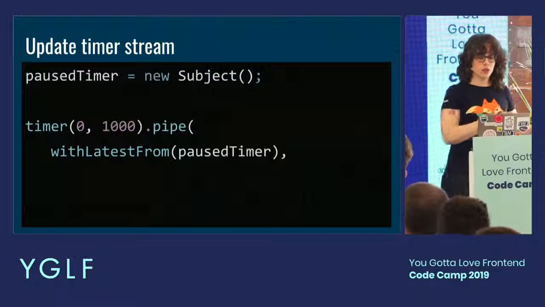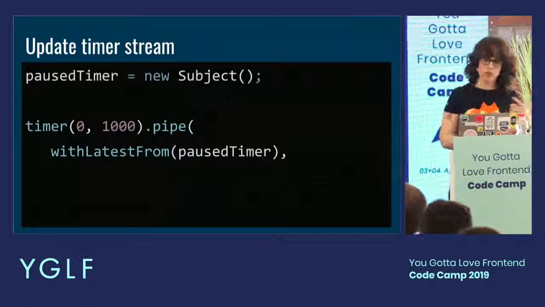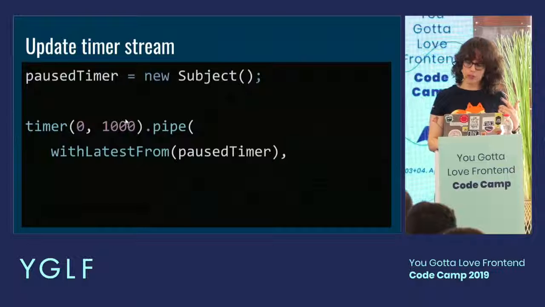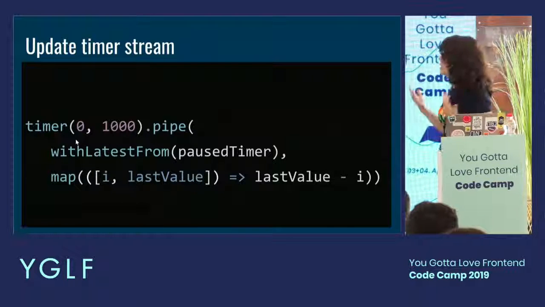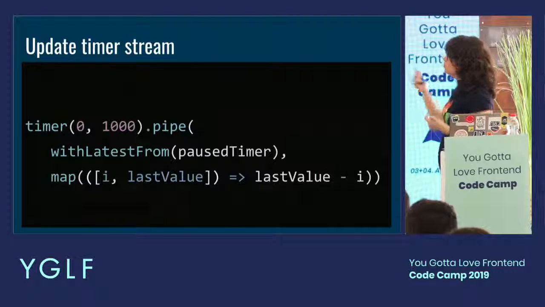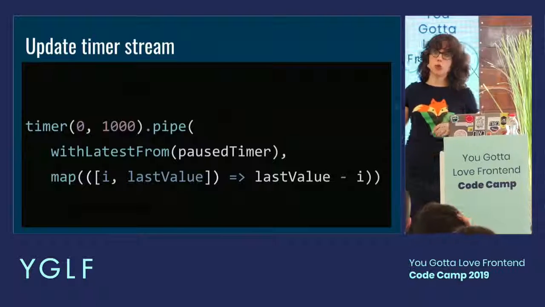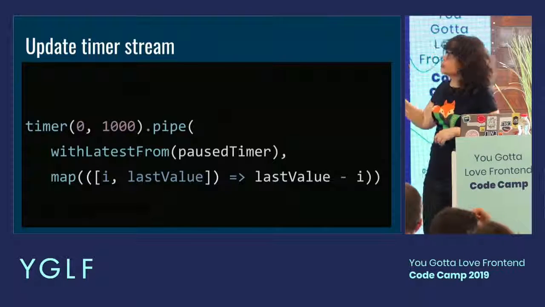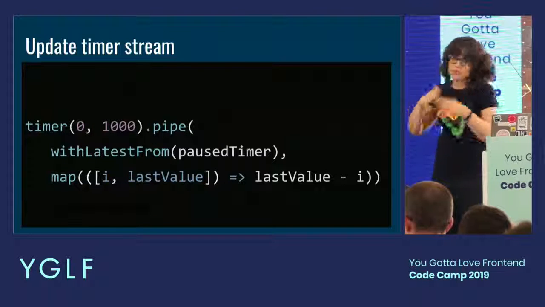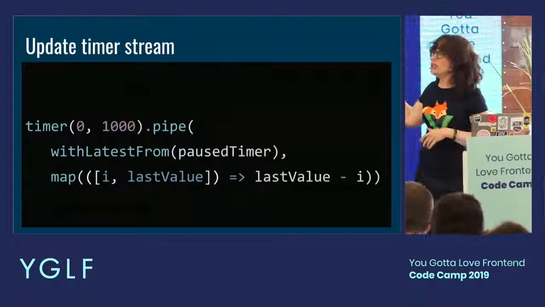And in fact, withLatestFrom emits two values. It emits the value from this subject here. It's also going to emit the value from this timer here. And so then I can again use map to calculate the difference between them to represent how much time I have left. Now the only thing I want to make sure when I do this is that my subject always has a value. If I reach this stream and my subject hasn't emitted anything, it's going to error.